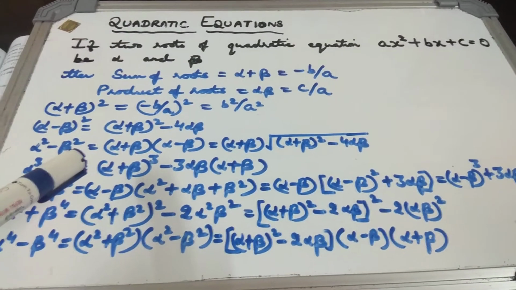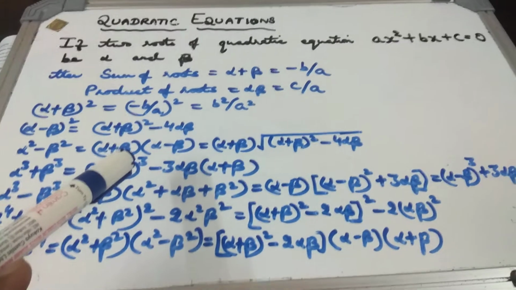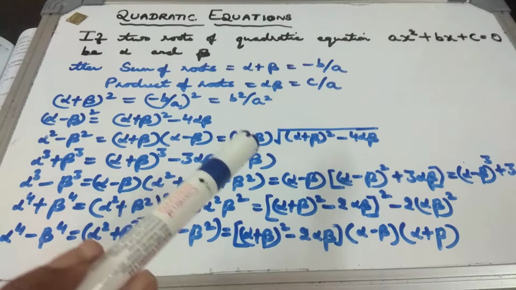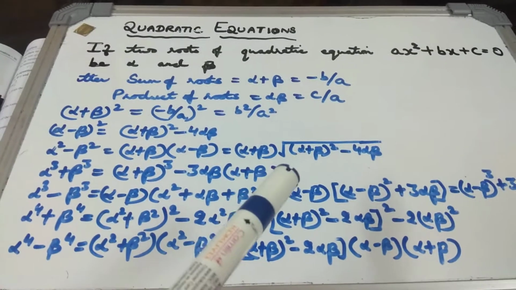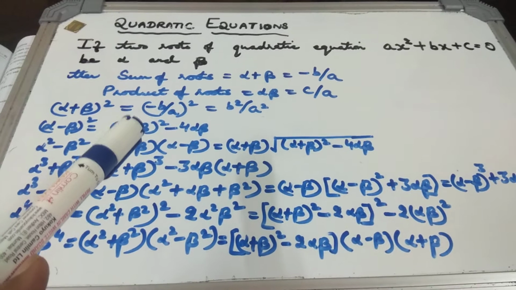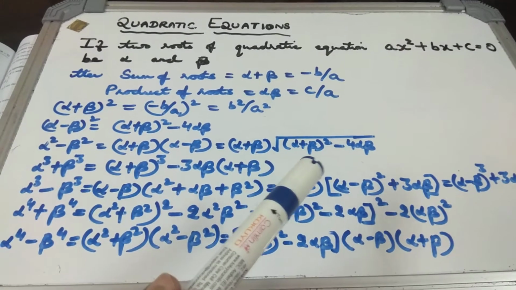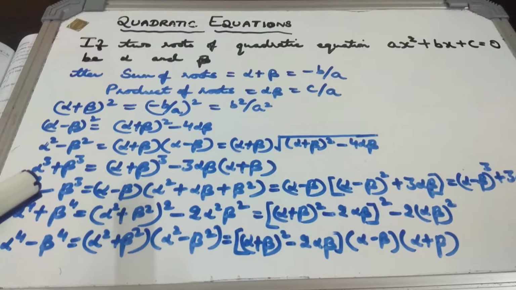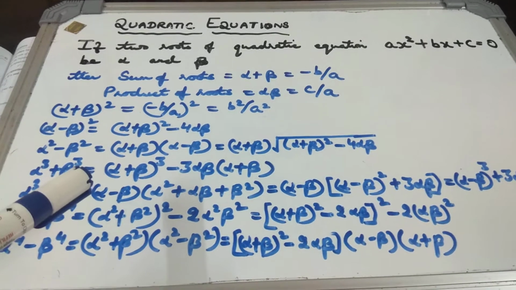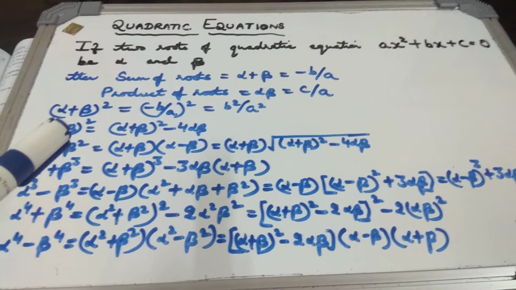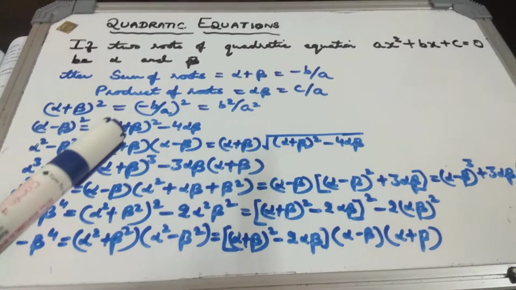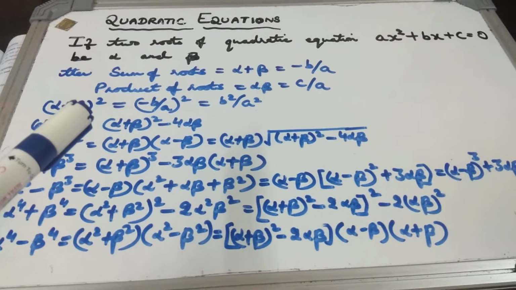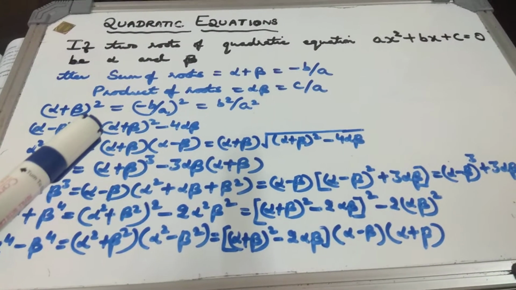Similarly, alpha square minus beta square could be given by alpha plus beta into alpha minus beta. And alpha plus beta already we know, so we can directly put it here. Alpha minus beta, we can get it from the above relationship. So under root alpha plus beta whole square minus 4 alpha beta. Similarly, now go on to alpha cube plus beta cube. I have not written for alpha square plus beta square because that is obviously from here alpha square plus beta square will be equal to alpha plus beta whole square minus 2 alpha beta.